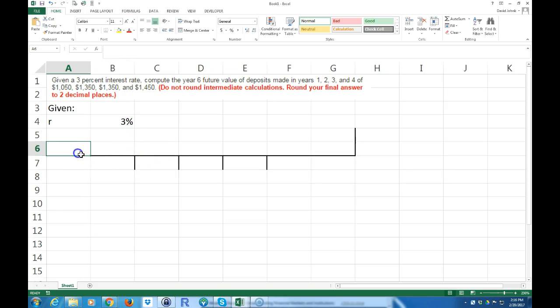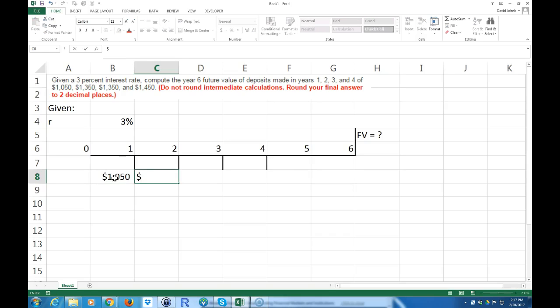So I'm going to go ahead and hit escape. So we have year 0, 1, 2, 3, 4, 5, and 6. It's over 6 years. This is the future value we want to know. And then my cash flows are 1,050, 1,350, 1,350, and 1,450.